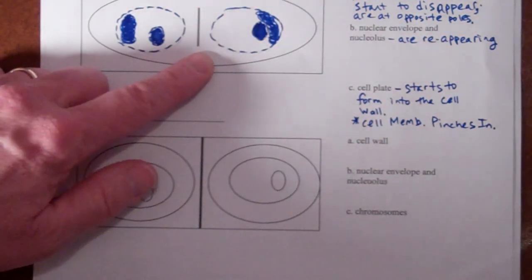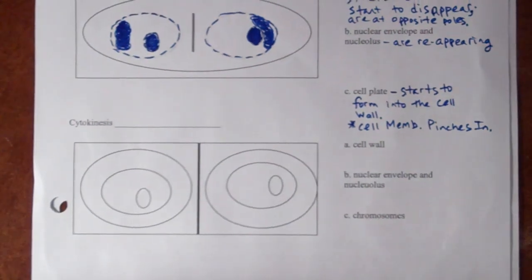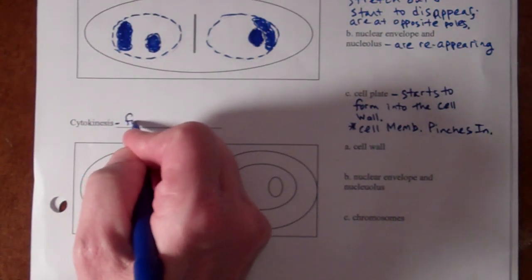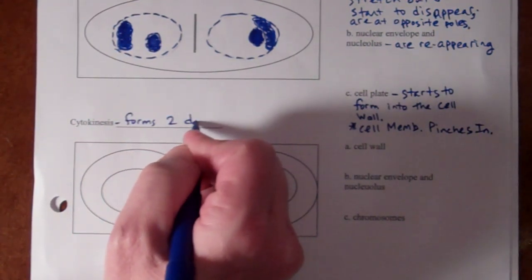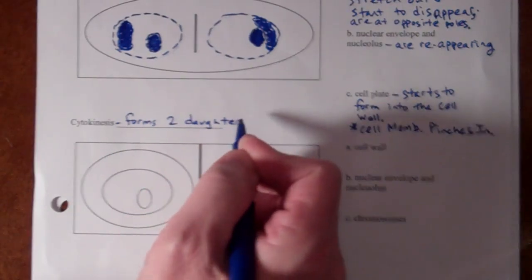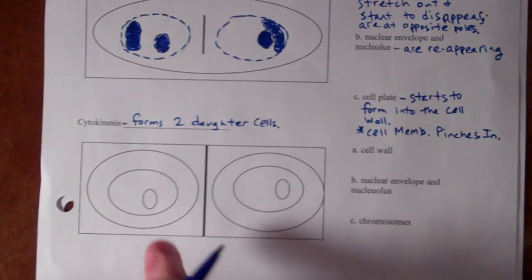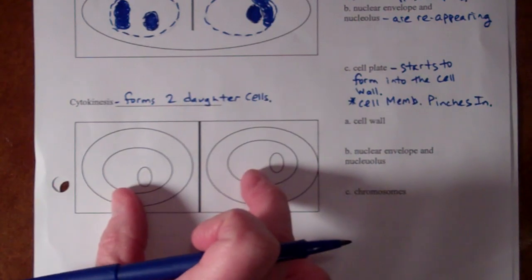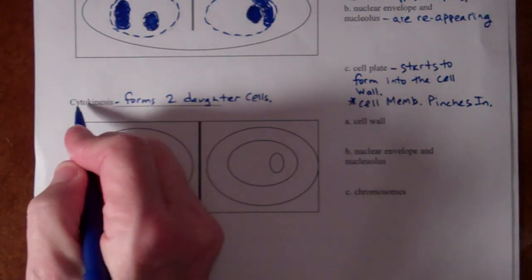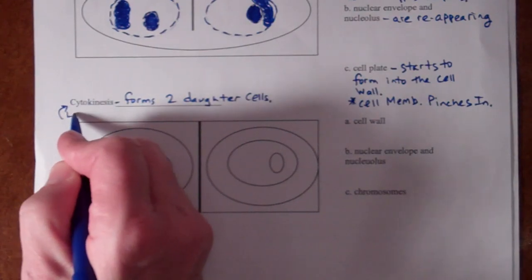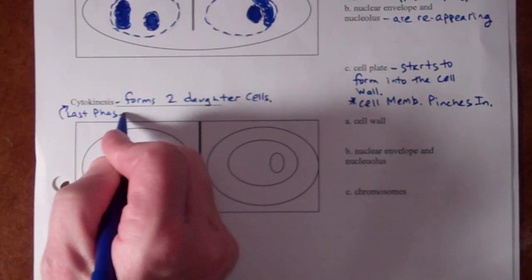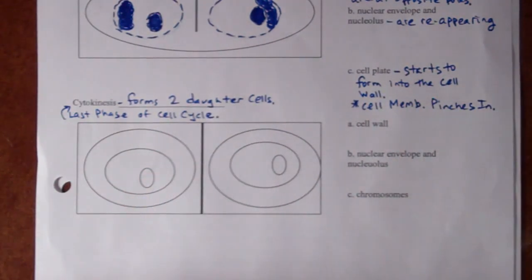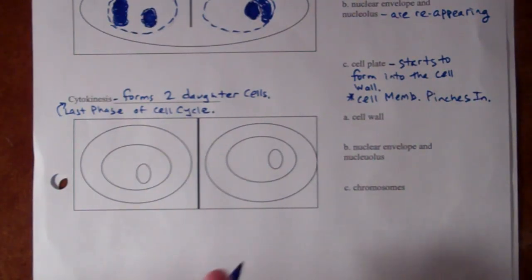but not yet. So the last phase of the cell cycle is called cytokinesis. Cytokinesis forms two daughter cells. Okay, daughter cells, they call them that. The daughter cells are identical to each other because they have an identical set of genetics because of DNA replication. Okay, now cytokinesis is the last phase of the cell cycle. After this, the cells will go back into interphase and the whole thing will start over again.